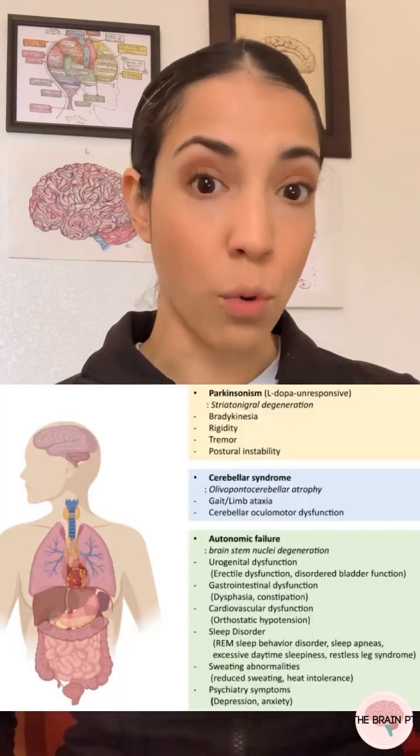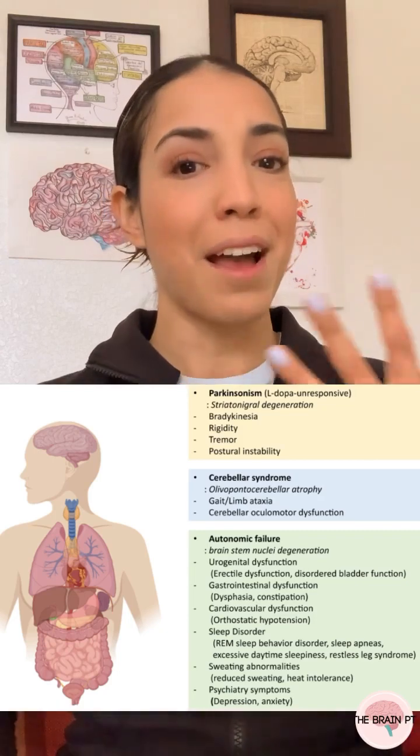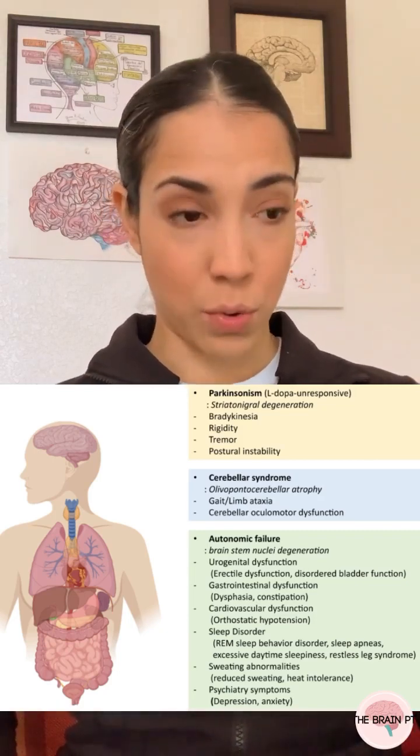Well, here they are. Parkinsonism, so we are talking about striatonigral degeneration. Cerebellar, so olivopontocerebellar atrophy. Corticospinal, and dysautonomia, so the autonomic nervous system. So those are the four systems, okay? That's why it's called multiple system atrophy, okay?